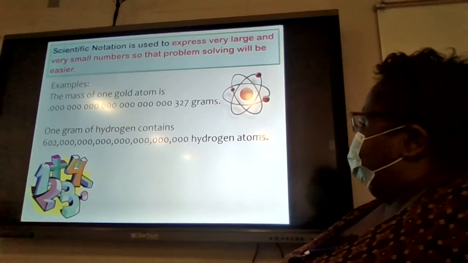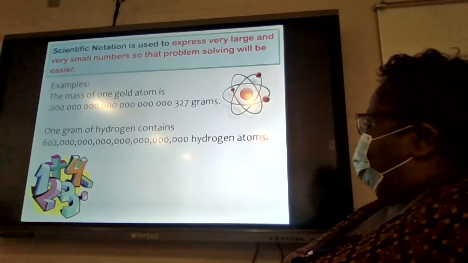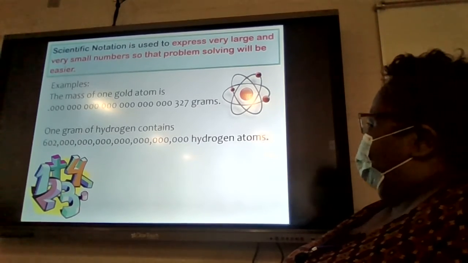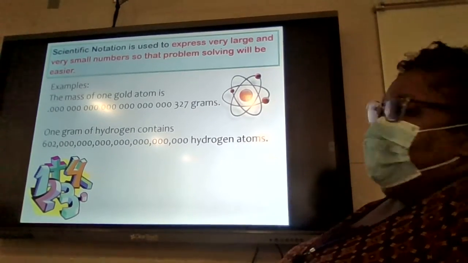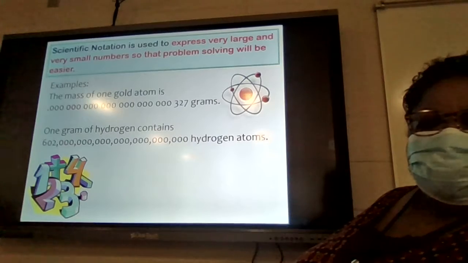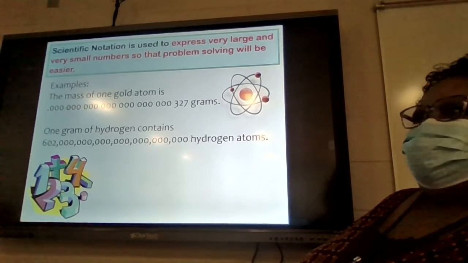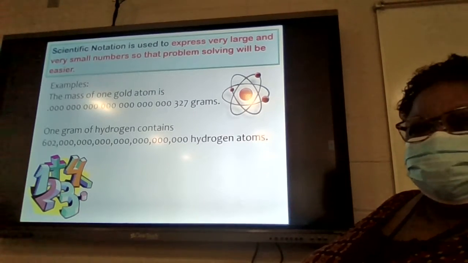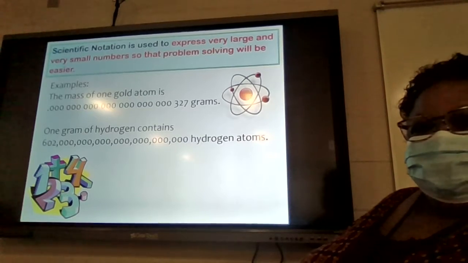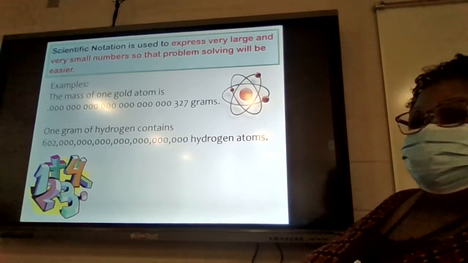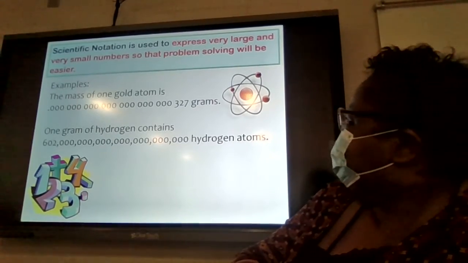Now here's another extremely large number. Don't ask me what that is, because once I get past a billion, I'm lost. One gram of hydrogen contains, that's a whole bunch of zeros, that many hydrogen atoms. So instead of writing those numbers really, really large like that, you use scientific notation to write them in a more compact form. So what does this have to do with exponents? That's what we're going to find out. So this ties right into the last lesson.